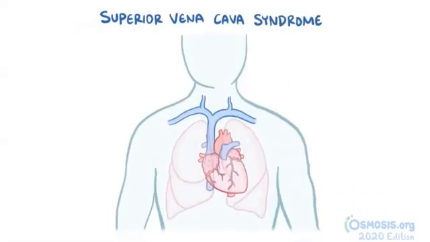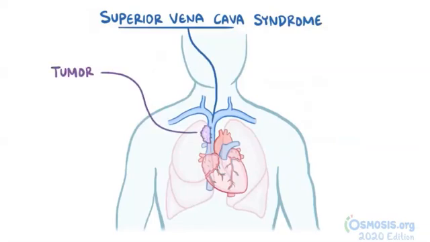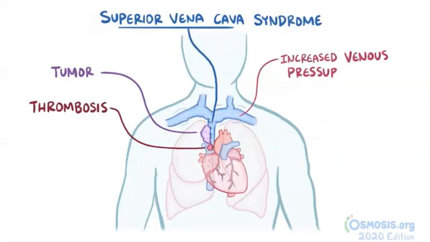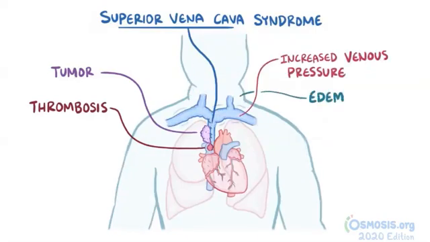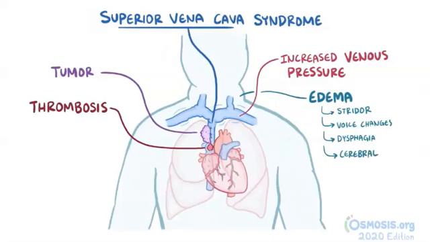Alright, as a quick recap, superior vena cava syndrome happens when blood flow in the superior vena cava is obstructed, most commonly from a tumor, which causes external compression, but it can also be from thrombosis. This obstruction increases venous pressure, as well as leads to edema, which can lead to a range of symptoms like stridor, voice changes, dysphagia, and even cerebral ischemia.